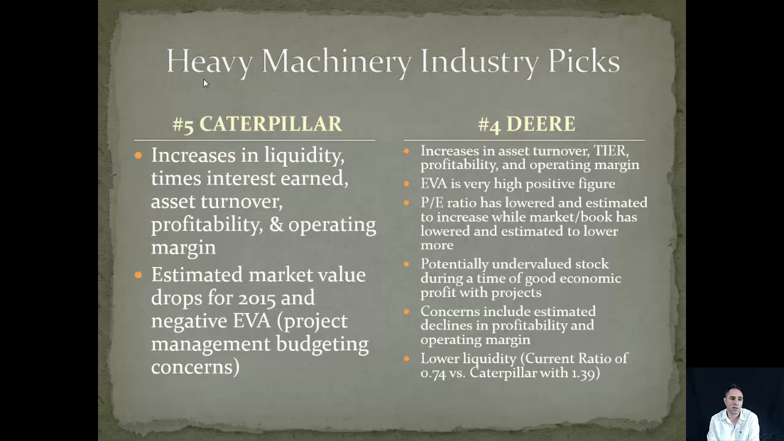Now, John Deere and Company, they do have a price to earnings ratio that has lowered and is estimated to increase, while the market to book value has lowered and it's estimated to lower more. When you have a lower price to earnings ratio and you're expecting a rise, that is a good situation to be in, and that is potentially a good investment for you. So this is potentially an undervalued stock during a time that it has some good economic profit with their projects that they have, and that's apparent with their super high EVA value, or their EVA figure.